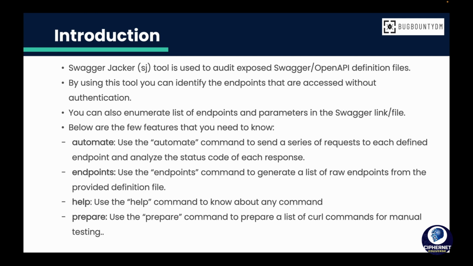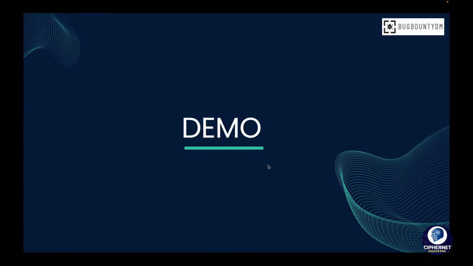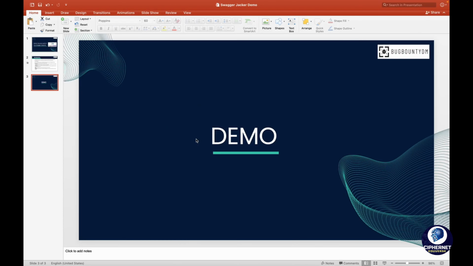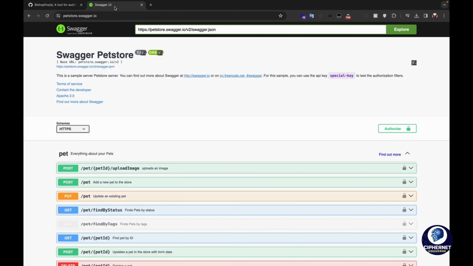At the time of manual testing of API endpoints, you use a lot of curl commands in the process of API testing. The curl commands for each and every endpoint can be generated by the option called prepare. Let's see a demo of how we can use the tool to enumerate a JS file, Swagger link and Swagger file.